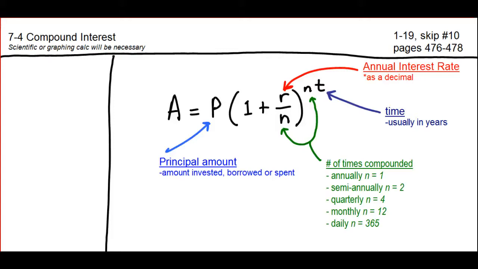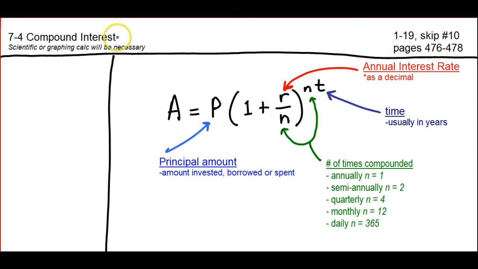This lesson is for Advanced Algebra 7-4 on compound interest. Because we'll be dealing with this formula, students will need to be raising to a power, and so students will need a scientific or a graphing calculator when doing this lesson. The formula for compound interest is given here.